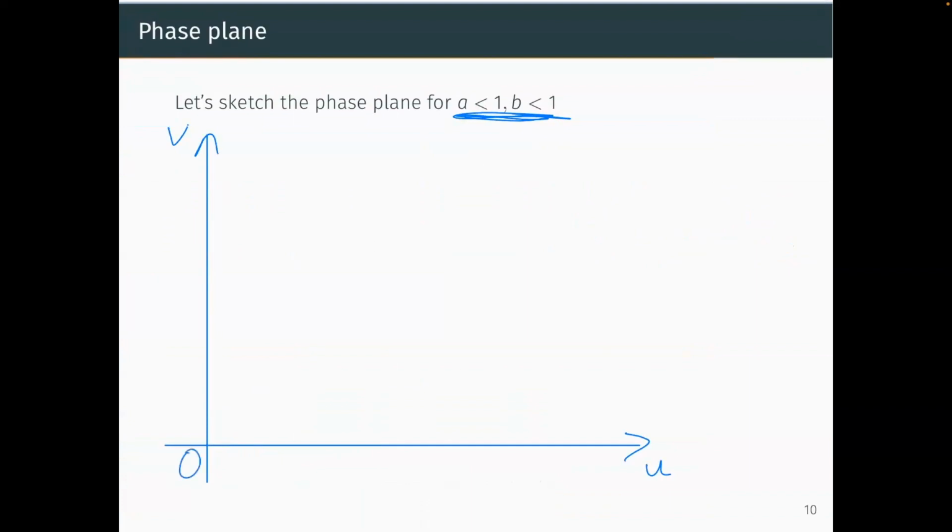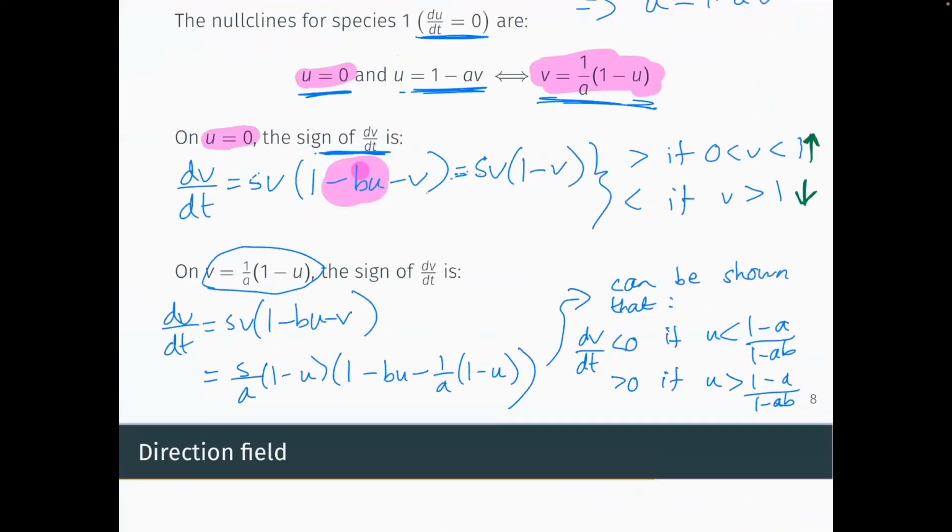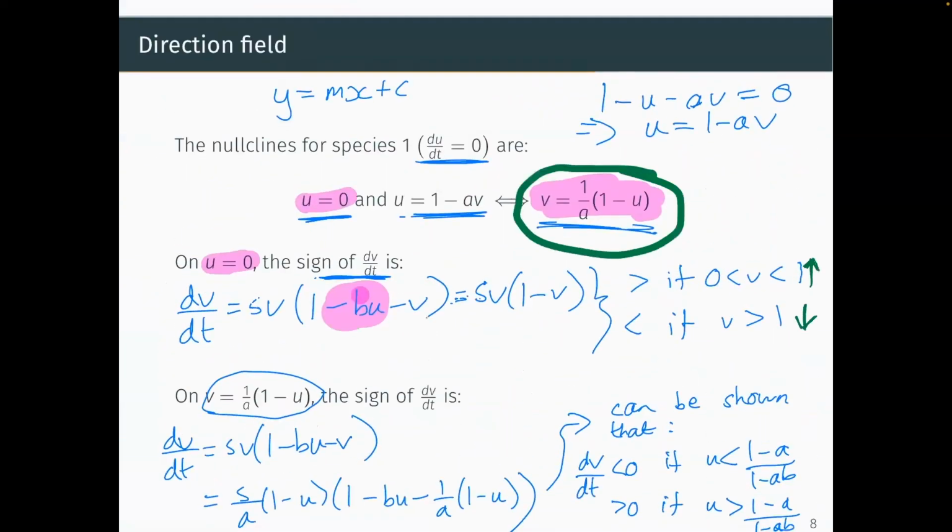And let's see. I'm going to sketch my du/dt nullclines in green. I'll be consistent. So we had a nullcline for du/dt when u is equal to 0. So that's this vertical line here on this axis. And we also had one, let's just go back up here to our nullclines. We had a nullcline here, v is equal to 1 over a times (1 minus u). So this is a straight line. It's got a negative slope because there's a minus sign in front of the u. And the intercept occurs when u is equal to 0, v is going to be 1 over a.